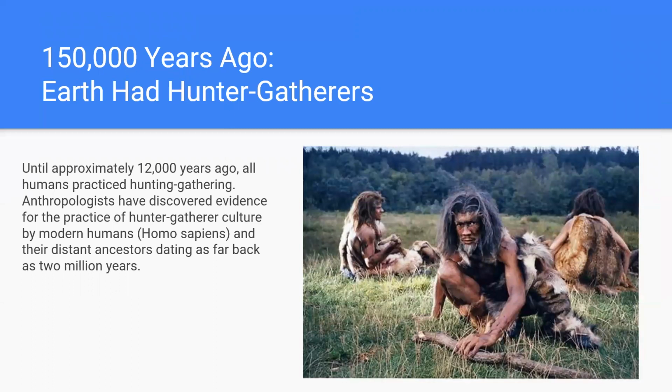In the Battlestar Galactica timeline, 150,000 years ago, Earth had mainly hunter-gatherers in the place of humans. And actually that persisted until about 12,000 years ago. The first agricultural communities and cities began to develop 10 or 12,000 years ago. And our anthropologists have discovered evidence for the practice of hunter-gatherer culture by modern humans and their ancient ancestors dating back as far as 2 million years ago.